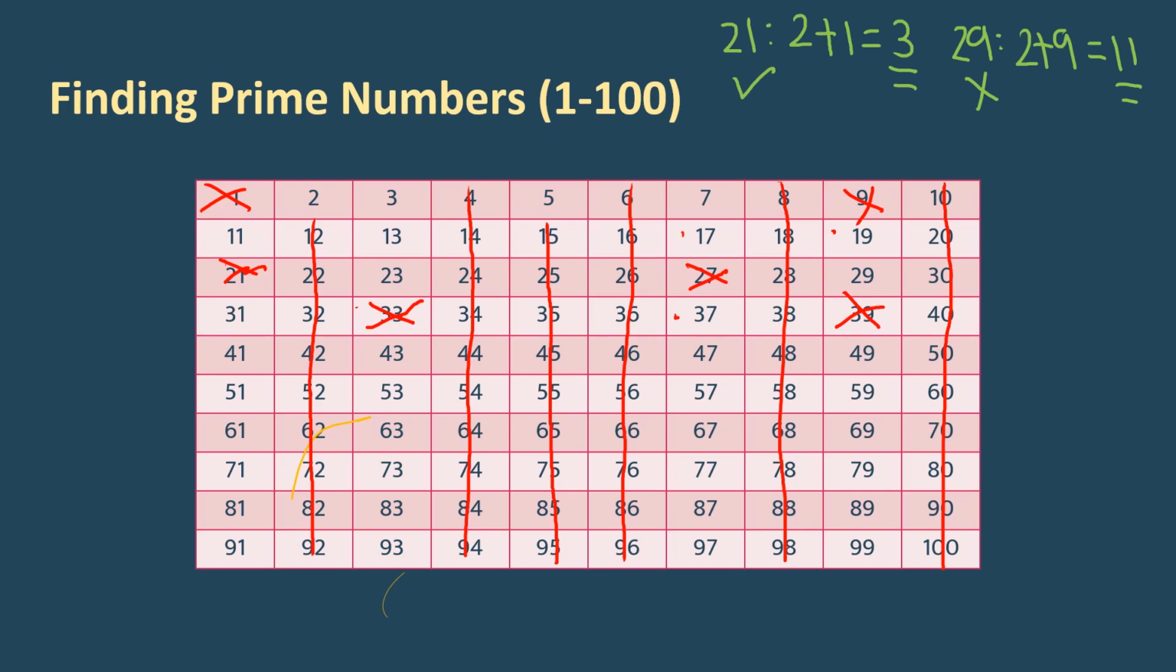Now we move on to 41. 4 plus 1 is 5, so it's not divisible by 3. 43: 4 plus 3 is 7. 7 is not divisible by 3, so 43 is also not divisible by 3. 47: 4 plus 7 is 13.